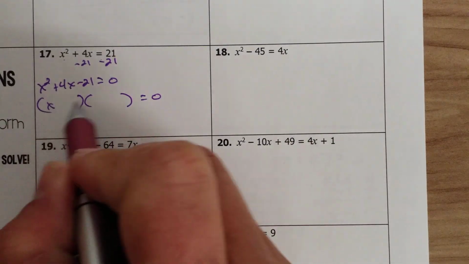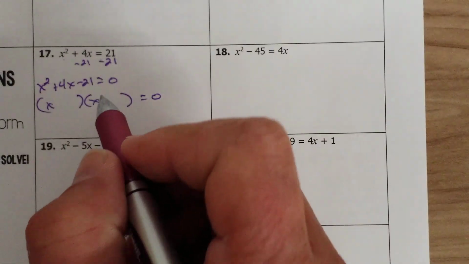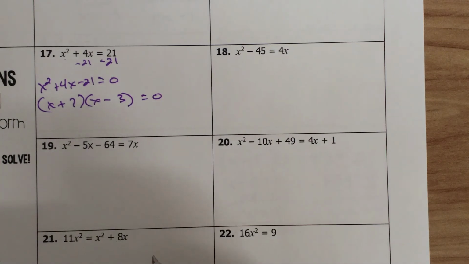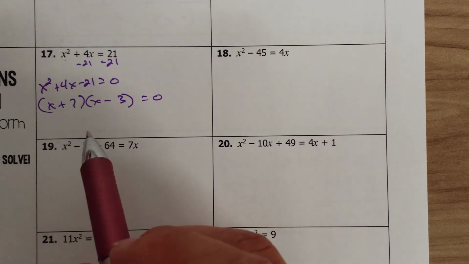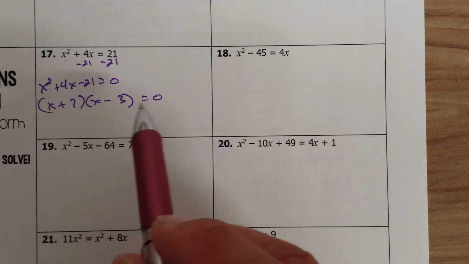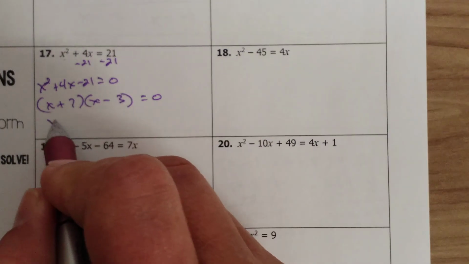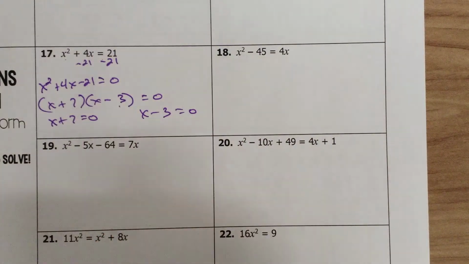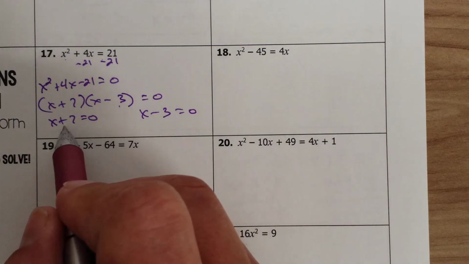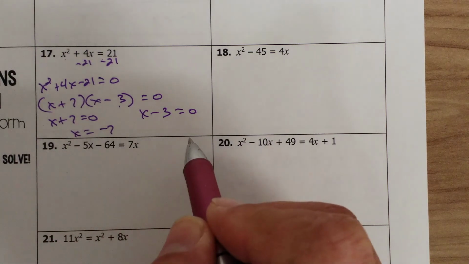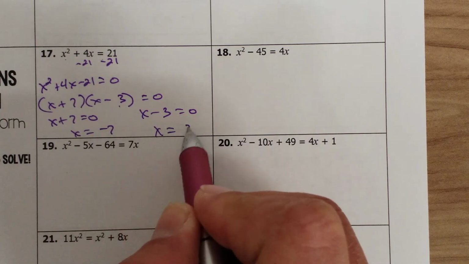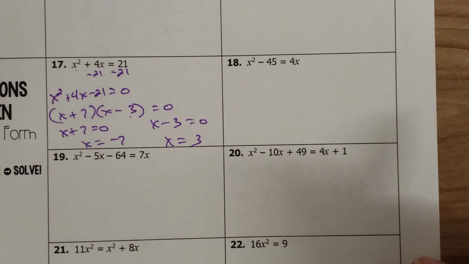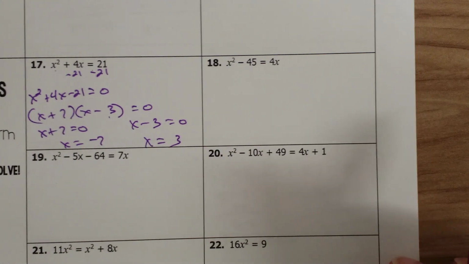So I'm going to break this apart. Numbers that multiply to give you negative 21 and add up to be positive 4 would be 7 and negative 3. Don't stop here. For this problem, we're trying to solve it. Take each factor, x plus 7, set that equal to 0. Take the other one, x minus 3, set that equal to 0. When you take away 7 from both sides, you get negative 7. When you add 3 to both sides, you get 3.